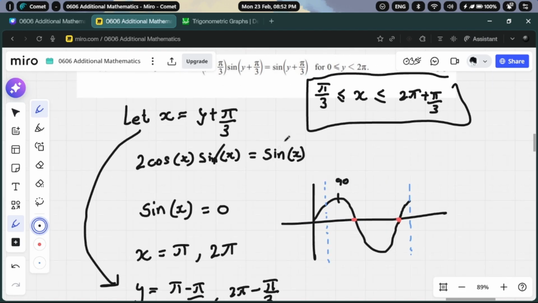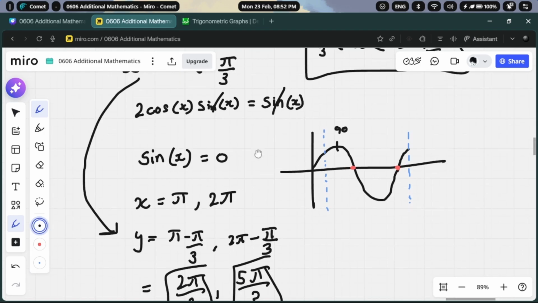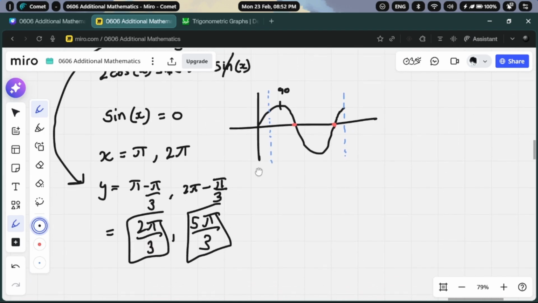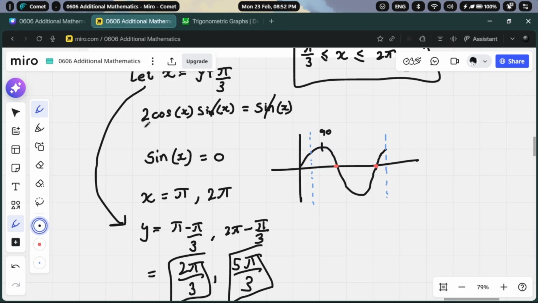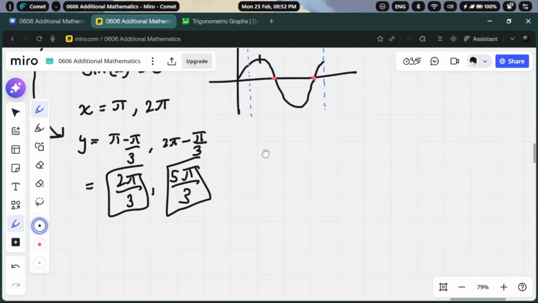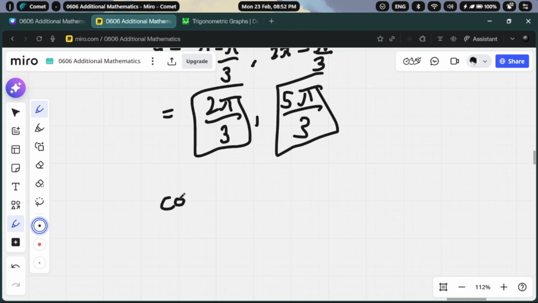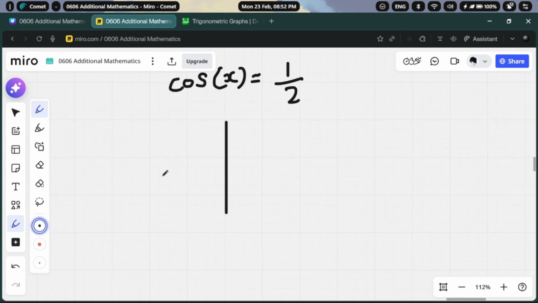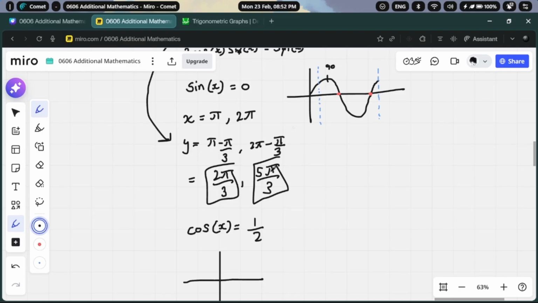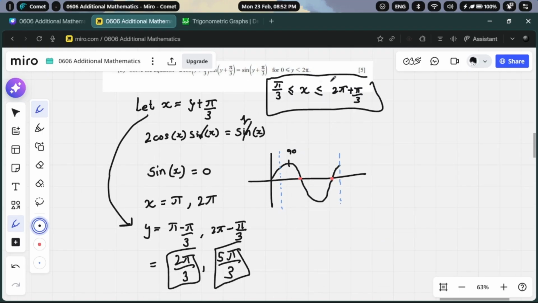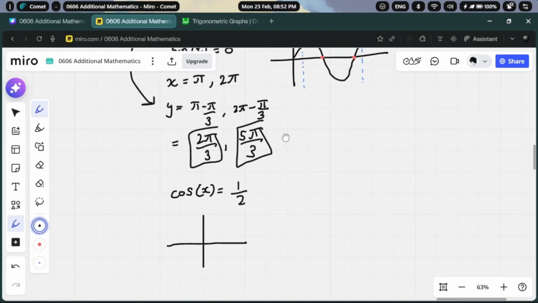Now you can just cancel out sine x because we already considered the possible values for that. So you get 2 cos x is equal to 1, and then cosine x is equal to 1 over 2. Let's just write that over here. Cosine x is equal to 1 over 2. Let's make a graph of cosine x. Now keep the domain in mind. It's from pi over 3 to 2 pi plus pi over 3.